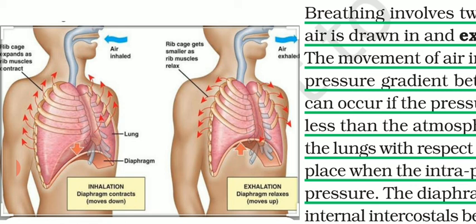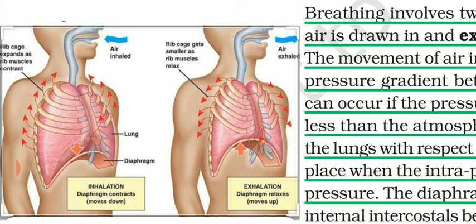Why is there a need to expand, or a need to contract the ribs? Because we need the cavity to increase the space. Whenever we inhale, there should be a space so that air can be filled inside. The diaphragm will also contract, so it will move down, right?